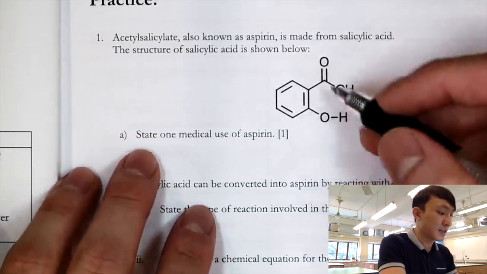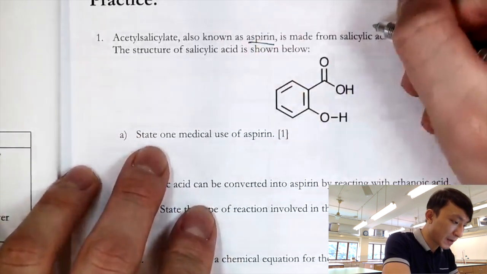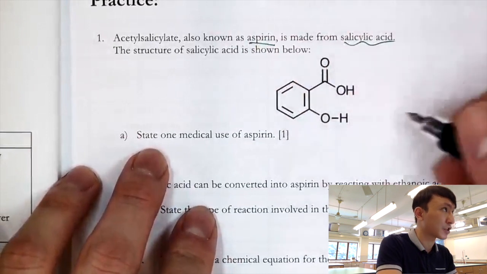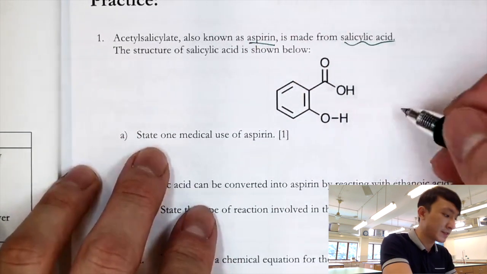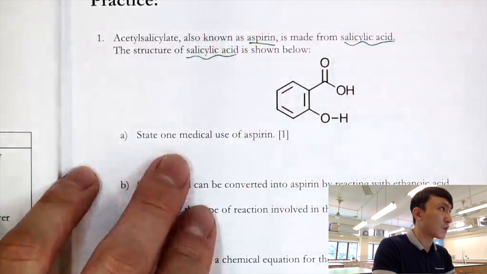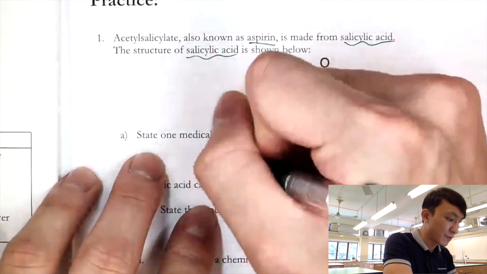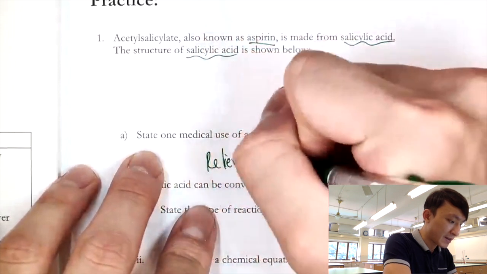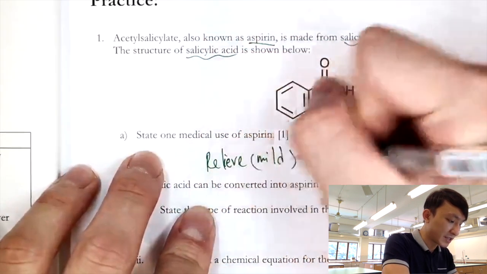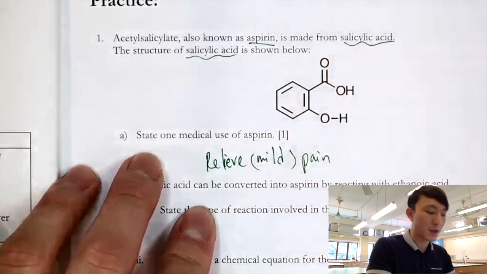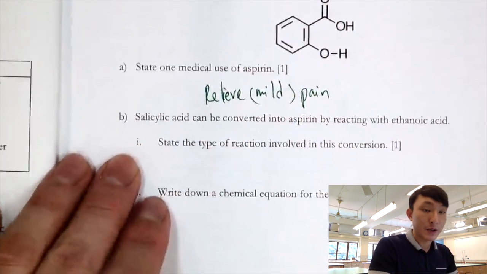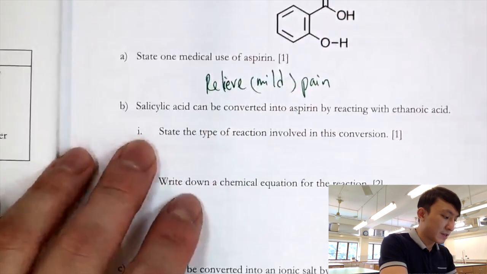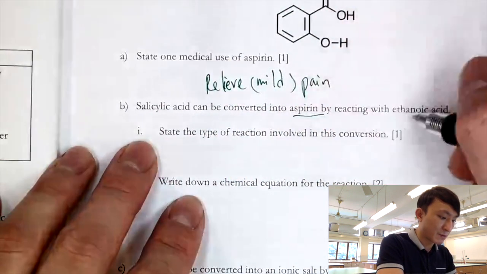So this is aspirin. It is made from salicylic acid. It has its structure shown here, but this one is not aspirin. This is salicylic acid. So one medical use, of course, is to relieve mild pain. Now the word mild is not important, or you can say reduce inflammation or fever. Now salicylic acid can be converted to aspirin by reacting with ethanoic acid.